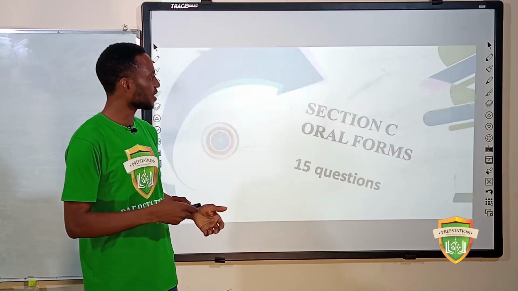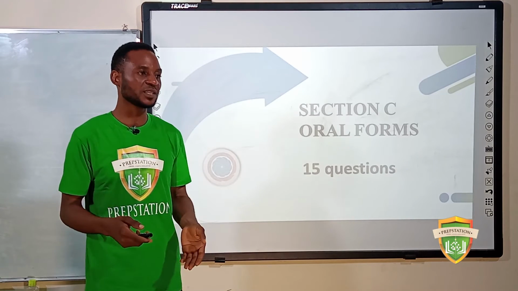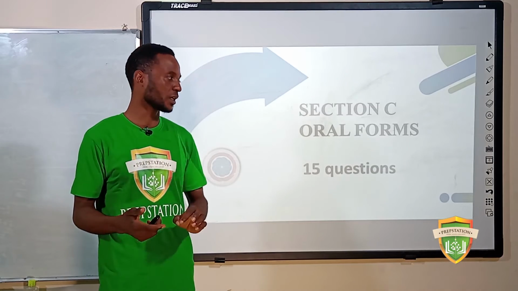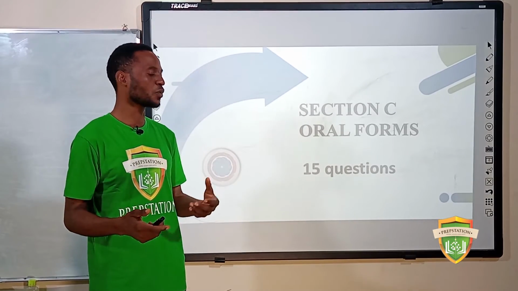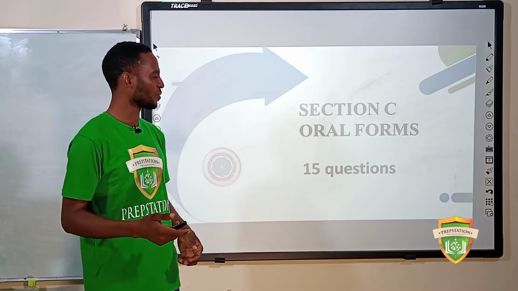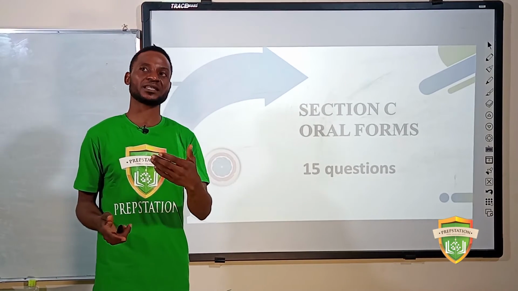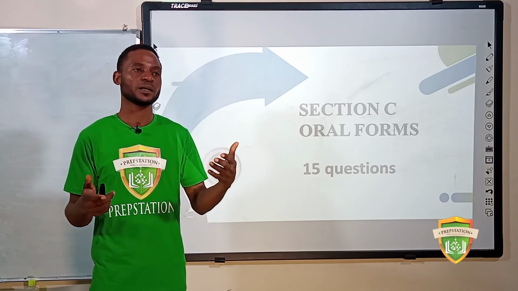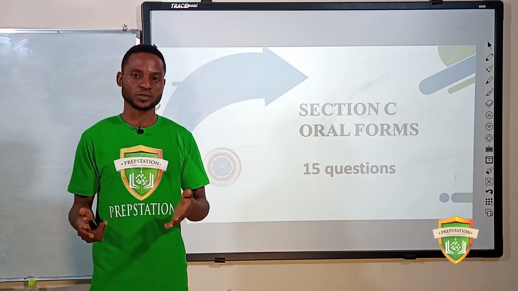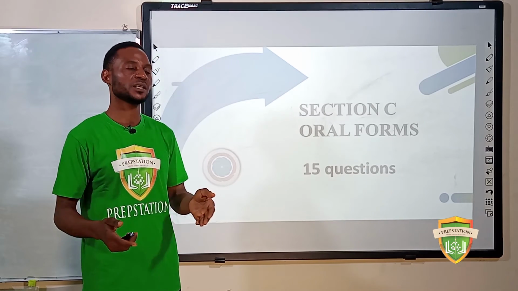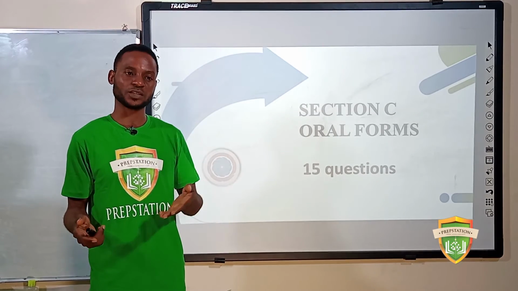And then another section of the exam is section C, which has to do with the spoken. You'll be tested on the spoken English. And in this case, you're going to have 15 questions. When you're talking about the spoken English, the aspects that you'll be tested in will be on vowels and consonants, consonant clusters. You will also be tested on stress, that's intonation as well.